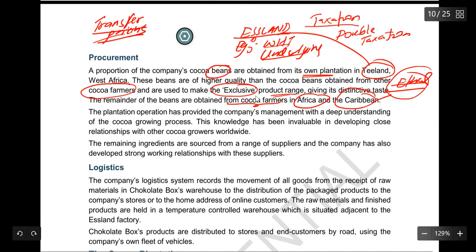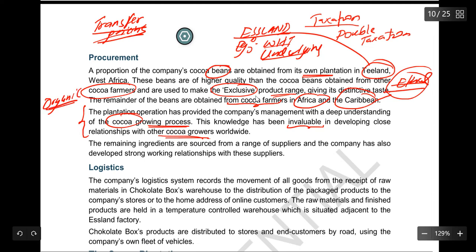The plantation operation has provided the company's management with a deep understanding of the cocoa growing process. The knowledge has been invaluable in developing close relationships with cocoa growers worldwide. So students, I think you have understood the organic manner of producing this cocoa. So please keep that in mind.